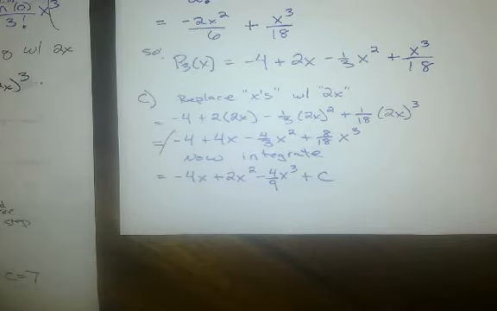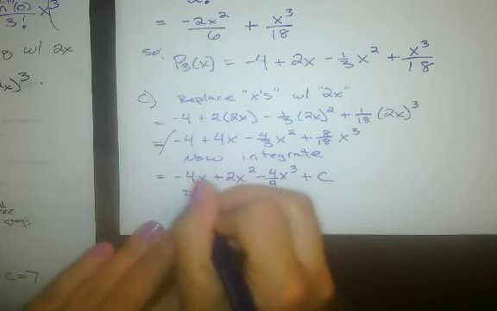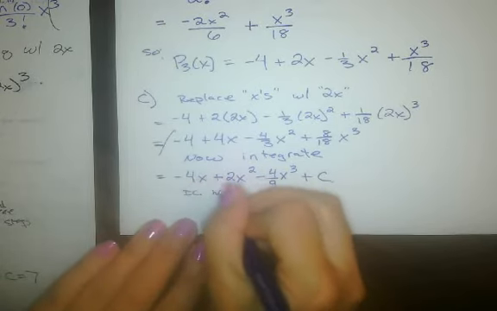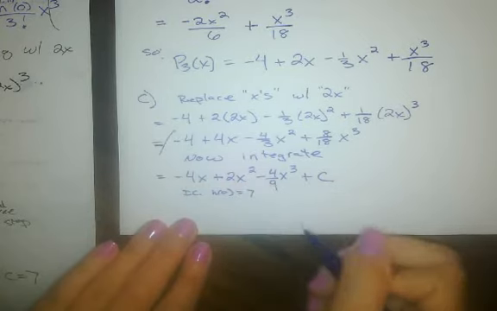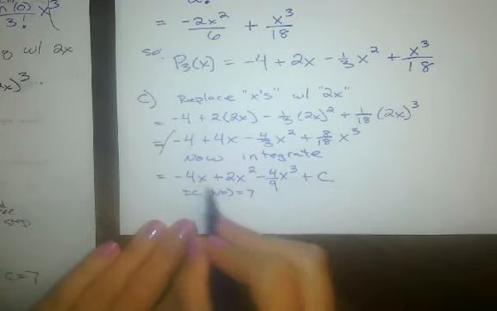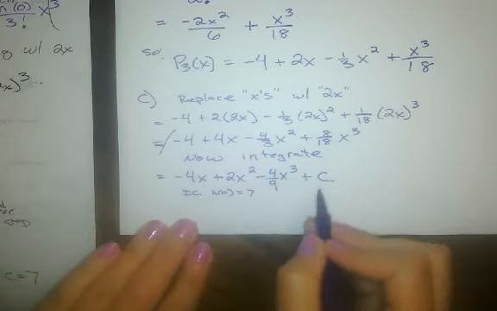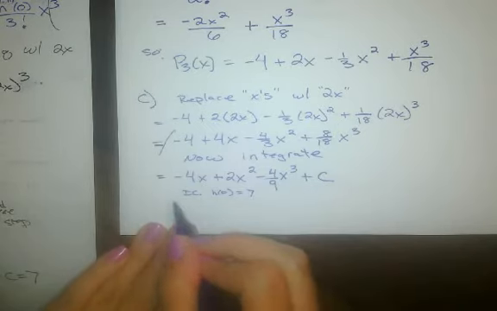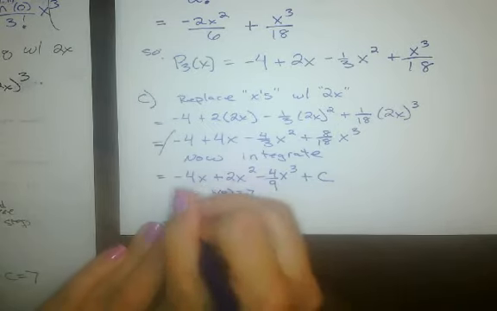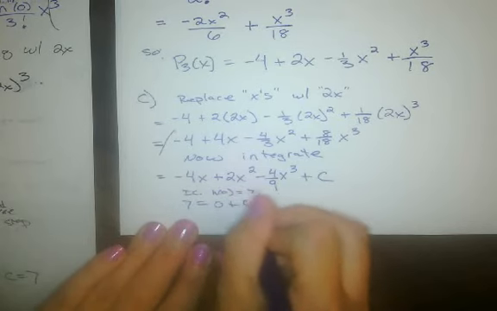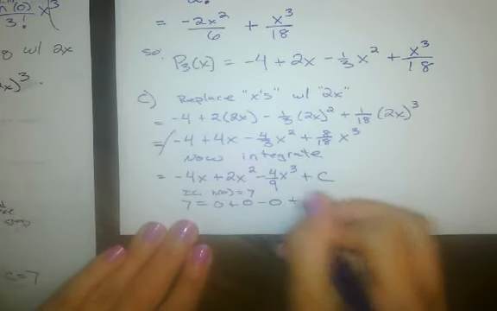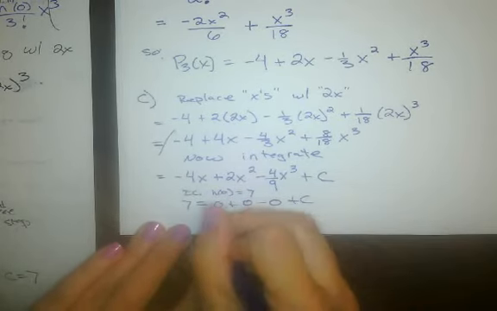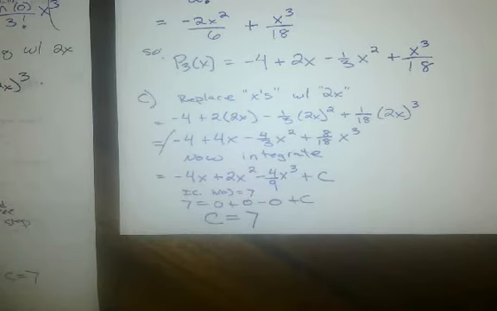So this is what we're working with, and now we're going to apply that initial condition. So remember your initial condition was that h of 0 equals 7. Well, if I plug in x equals 0, it has to equal 7. So that must mean that c must be 7, because 7 equals 0 plus 0 minus 0 plus c. So in other words, c equals 7.